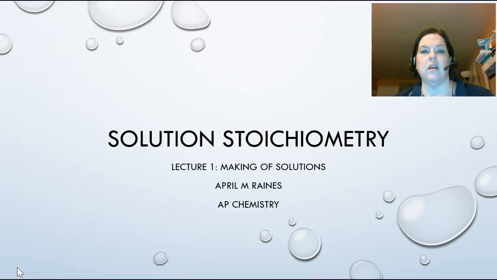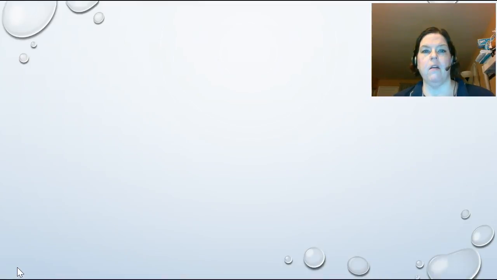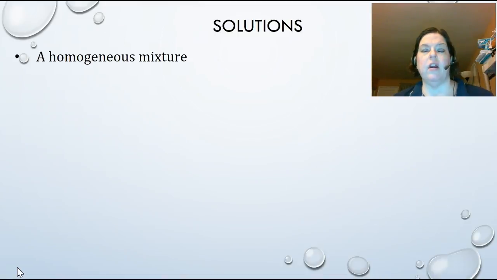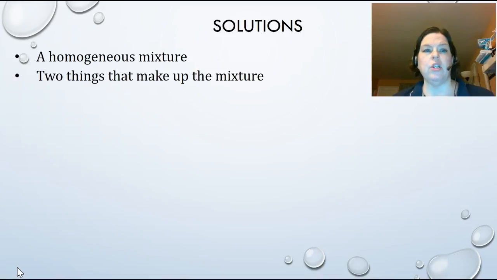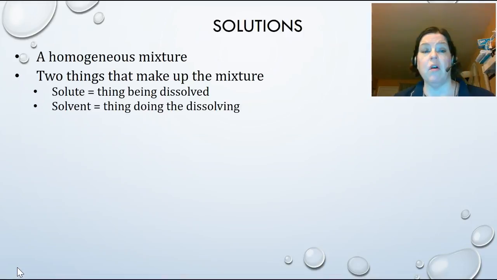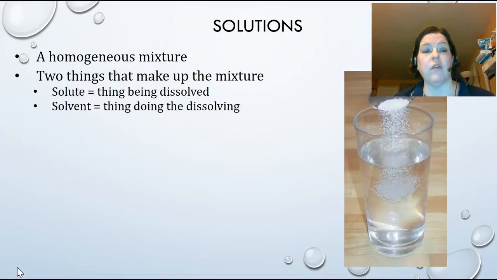So today is Solution Stoichiometry Part 1. We're going to try to figure out more about why solutions are made and then go from there, okay? So, solutions, what are they? They're homogeneous mixtures made up of two things. Those two things are a solute, the thing that's being dissolved, and the solvent, the thing doing the dissolving. So when we think about it, we see something like this where we have some sort of a solid mixing in with water, and that makes a solution because if it's soluble in water, it will dissolve.